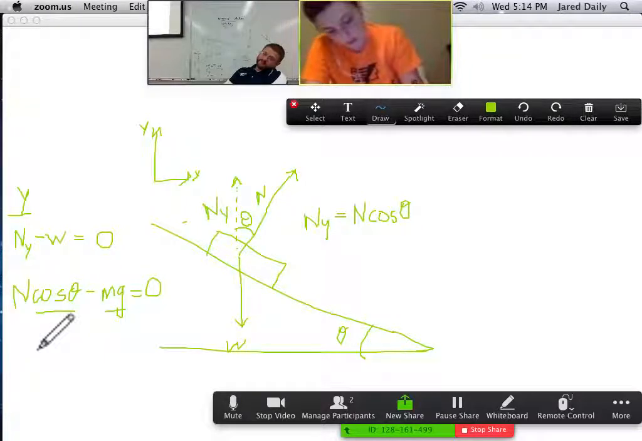Where the mg is just the weight of the original normal force? No, the mg is the weight of the car, which is not the normal force. Okay. It's only the normal force if you're horizontal.